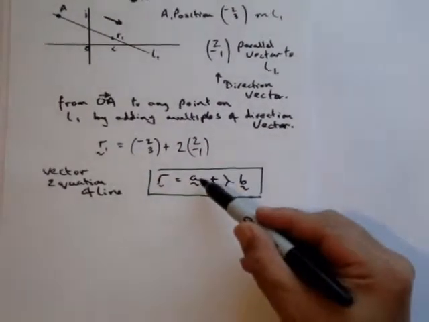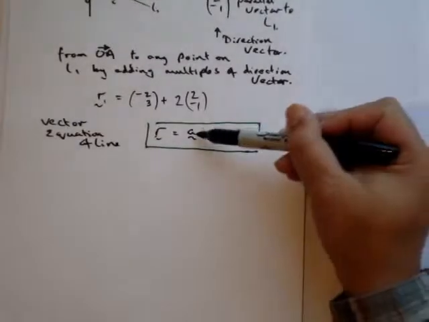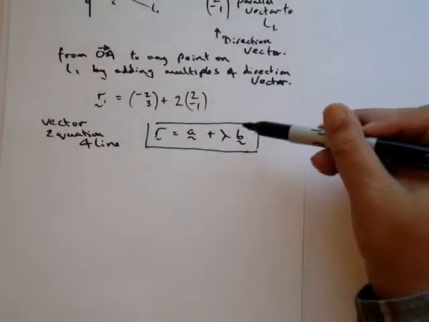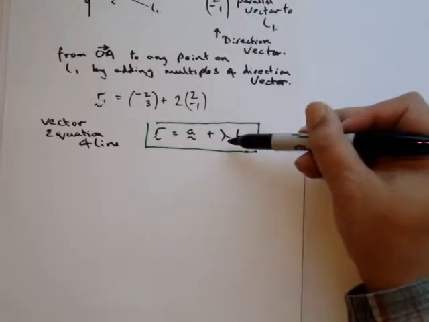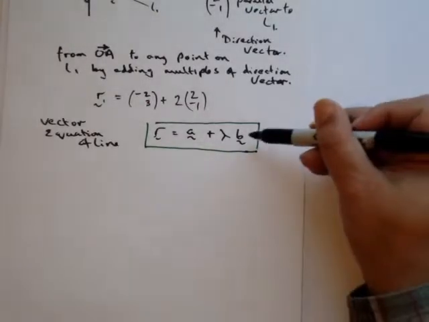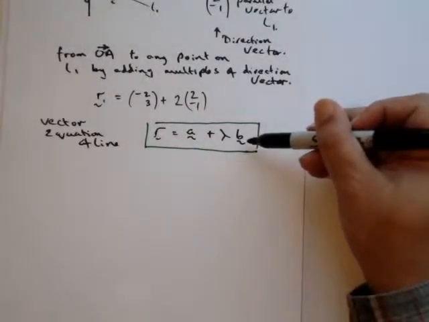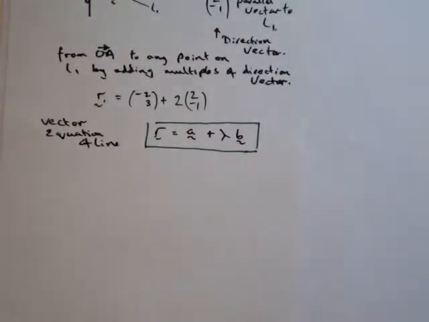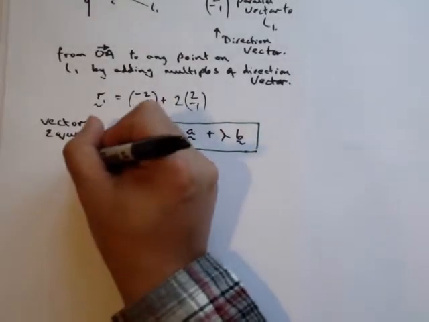A is a fixed point on the line. Lambda or mu is a parameter, and B is a direction vector parallel to the line. Let's do a quick example.